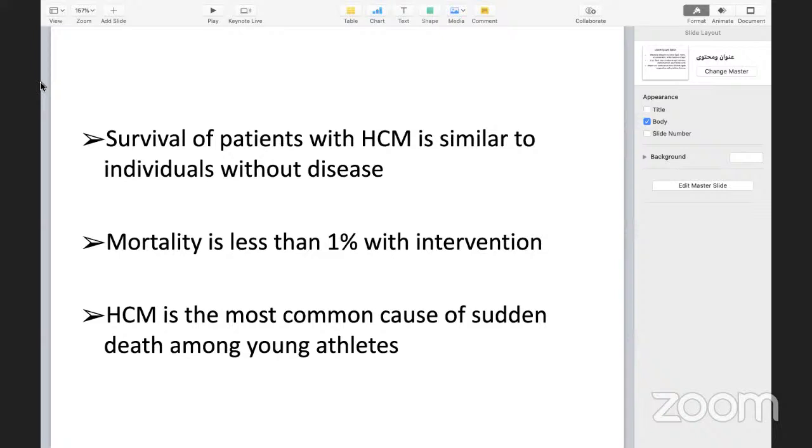The survival of patients with this disease is similar to individuals without the disease, and the mortality is less than 1% if you intervene early. And it's the most common cause of sudden death among young athletes, and we have seen, I think, a lot recently.